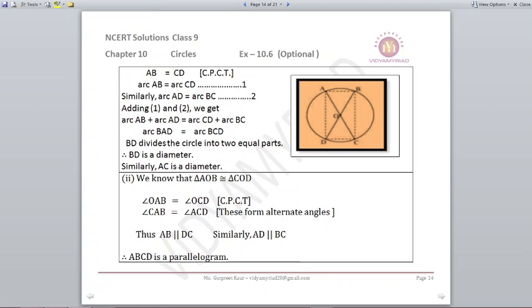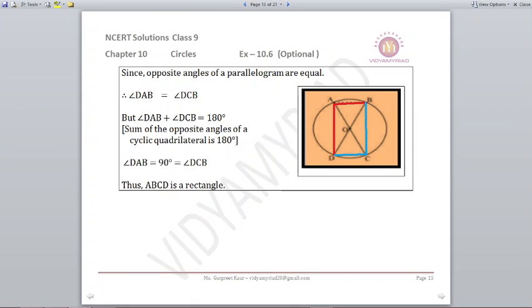Now we have proved that AOB and COD are congruent, so we can also say that angle OAB is equal to angle OCD. They are forming alternate angles. It means that AB is parallel to CD, and thus we can say that ABCD is a parallelogram. And we know that the opposite angles of a parallelogram are equal. So we can say that angle DAB is equal to angle DCB.